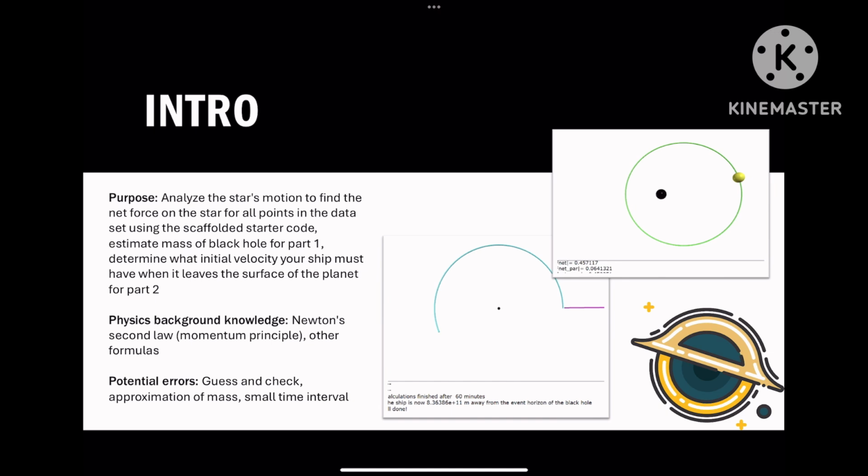So the purpose of the lab is, for the first part, to estimate the mass of the black hole, and for the second part, to determine what initial velocity my ship must have when it leaves the surface of the planet. The predicted motion will be demonstrated with a hypothetical computational model in GlowScript.